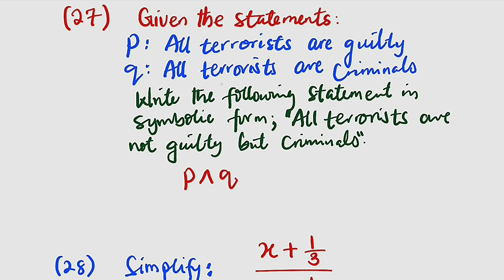But remember the first statement is: all terrorists are guilty. According to the statement we are to write, they said all terrorists are not guilty, so you have to negate this one. Hence, this is the solution to this problem, which reads: all terrorists are not guilty, but criminals. This is how to write it.